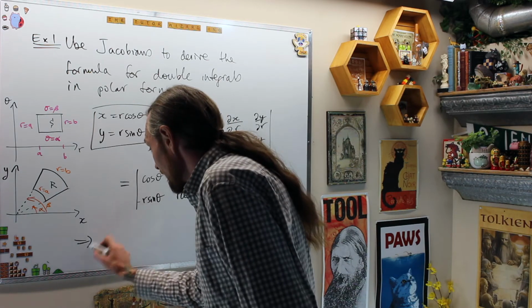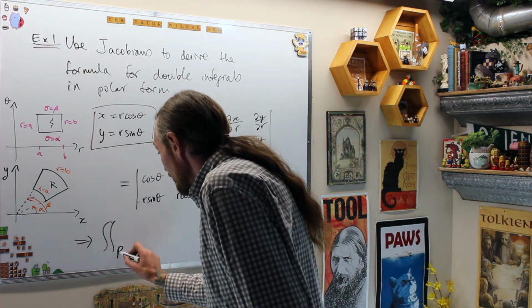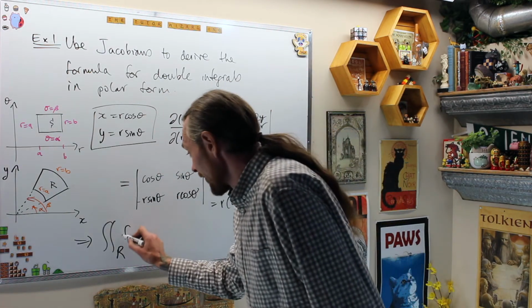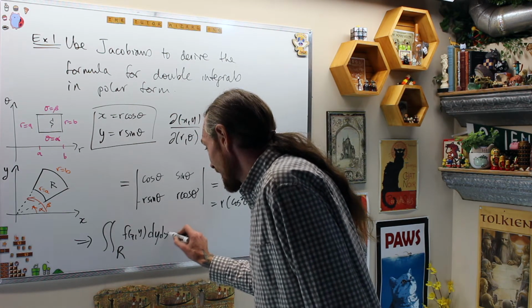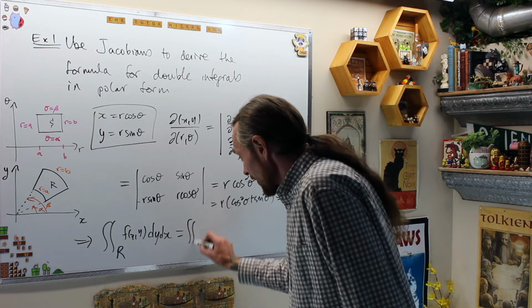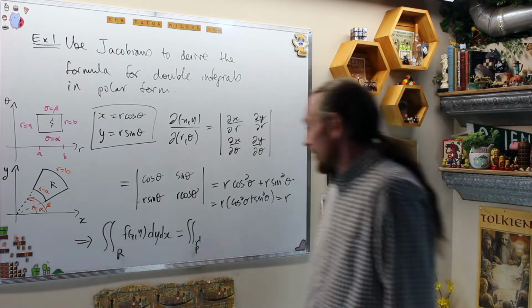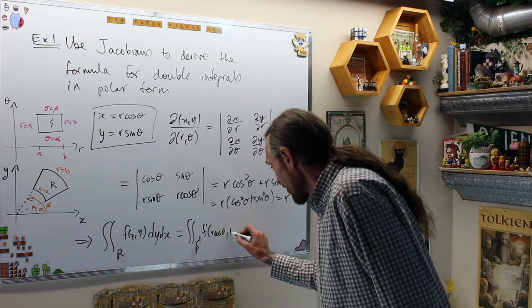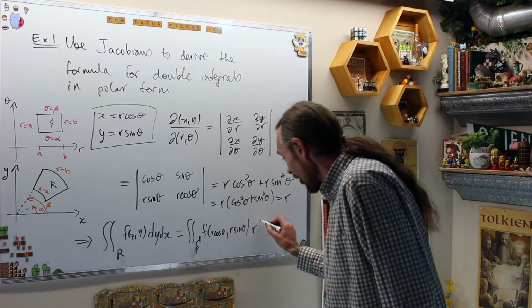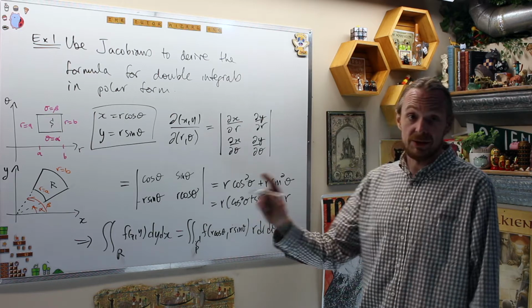Therefore, what that says is a double integral over a general rectangle R of f of x, y dy dx is going to equal the double integral over this region S of f of r cos theta, r sine theta, times r dr d theta. And this is the Jacobian.